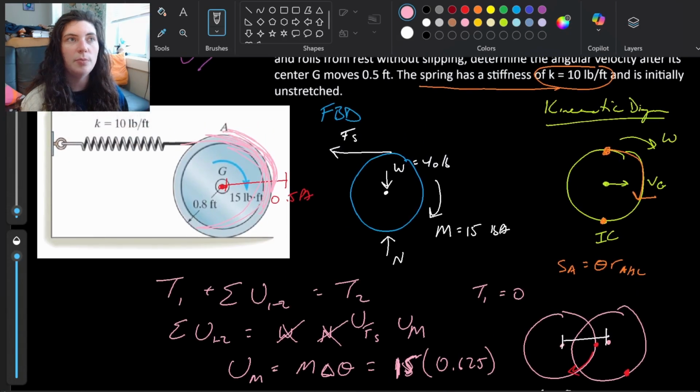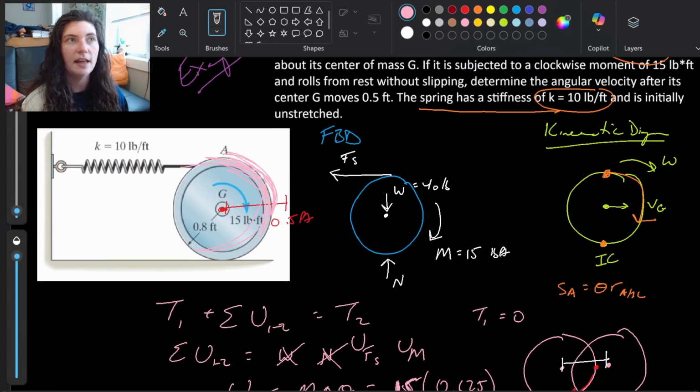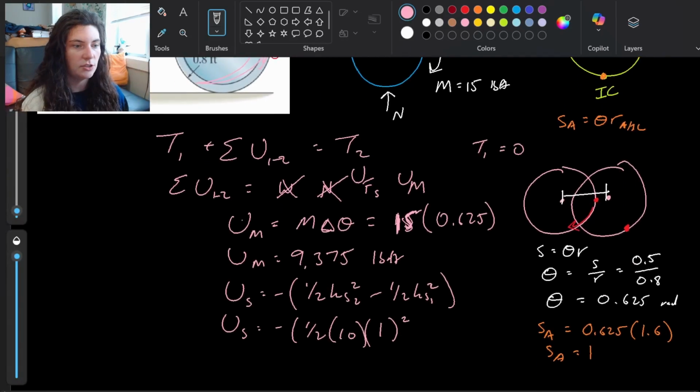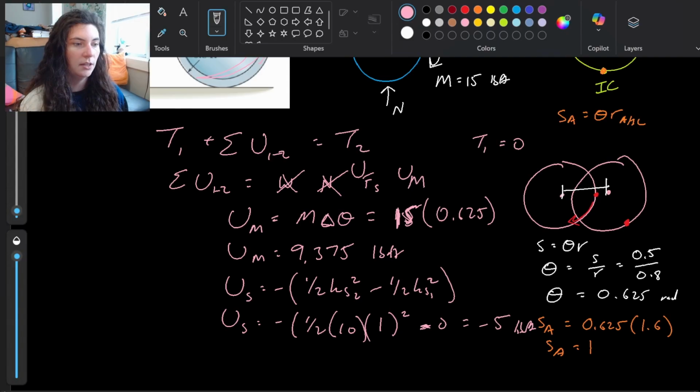Keep in mind that this displacement is a little bit different. It's not the exact same as the displacement of G. The displacement of point A, where K is attached, is different than the displacement of G. And so with that, we get that the work from our spring, which was initially unstretched, is -0. This all equals -5 pound-feet. Okay, so we have that.